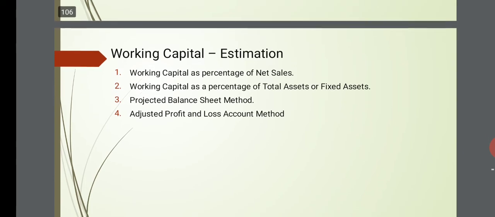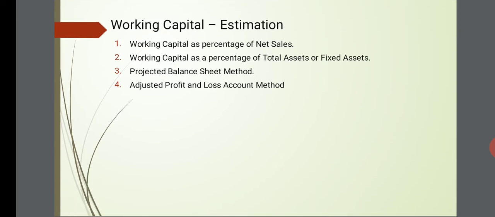How to estimate working capital? Working capital estimation can be done through 4 methods. Working capital as a percentage of net sales. In this, simply 20% or 25% of net sales is gross working capital, and 20% of net sales is net working capital. Working capital as a percentage of total assets or fixed assets.